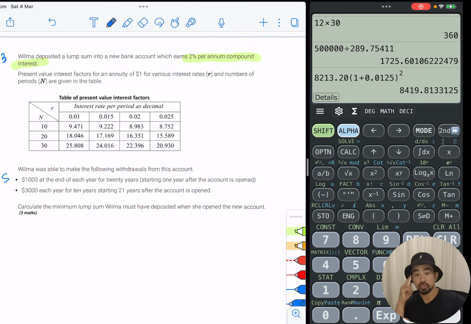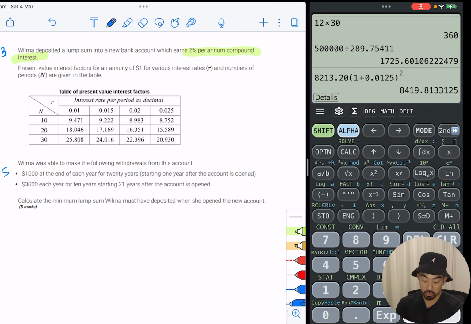All right, we're back. So pencil's charged, and let's go back to this situation. So we've got the first scenario, which is where she withdraws $1,000 each year for 20 years, for the first 20 years. And then scenario 2, where she withdraws $3,000 each year for 10 years, but importantly, it's starting from the 21st year, so from the 20th year to the 30th year. Sounds confusing, but let's just deal with scenario 1 first.